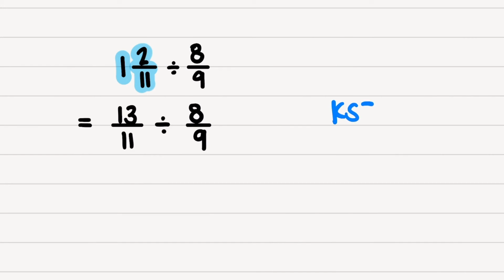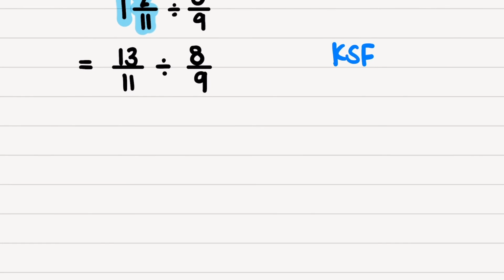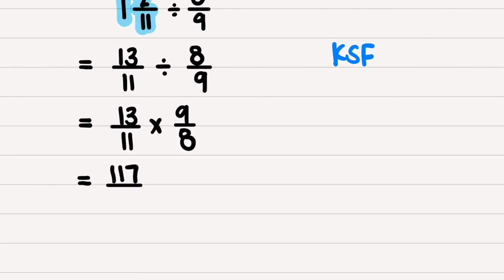Now I'm going to keep switch flip. So I'm going to keep the first fraction the same. So the first fraction is 13 over 11, so it stays 13 over 11. I'm going to switch the division sign to a multiplication sign, and I'm going to flip the second fraction. So instead of 8 over 9, it will be 9 over 8. Now I can simply multiply the numerator with the numerator, denominator with denominator. So I'm going to say 13 times 9 is 117 over 11 times 8, which is 88.